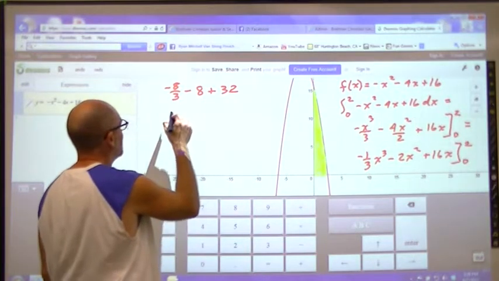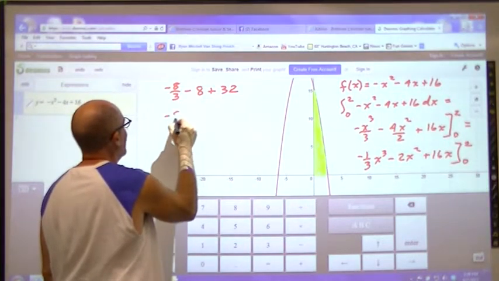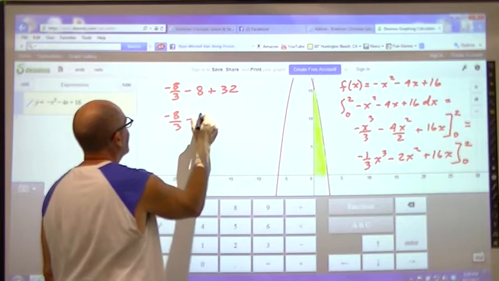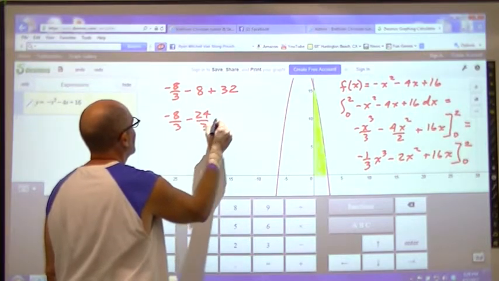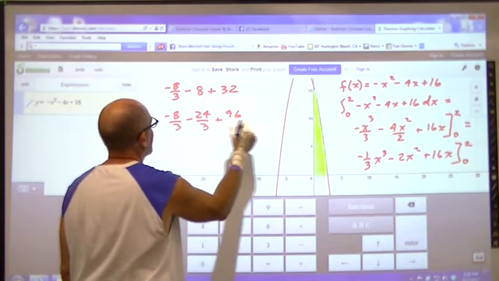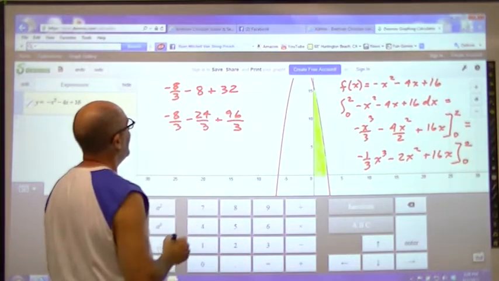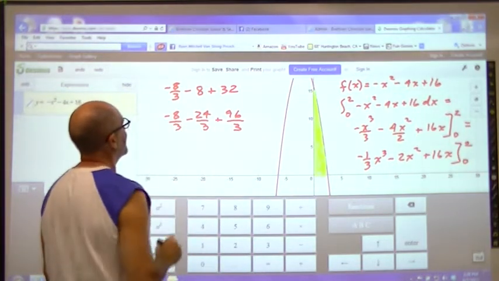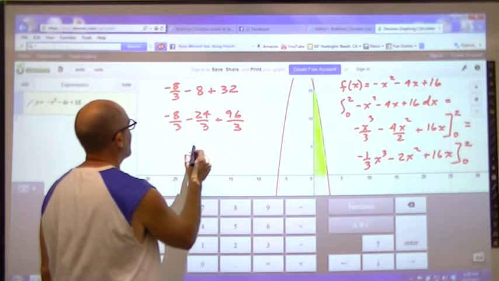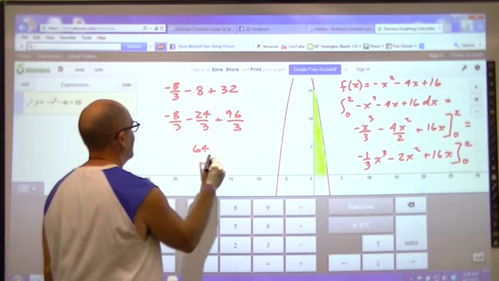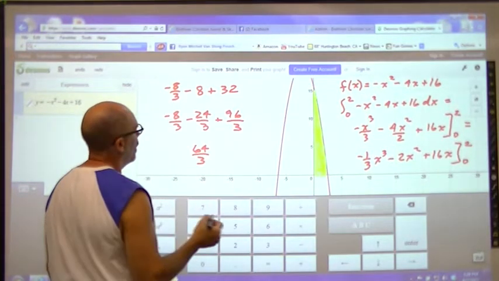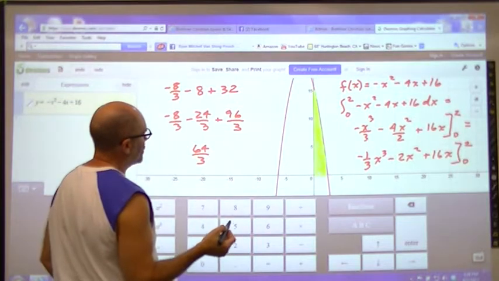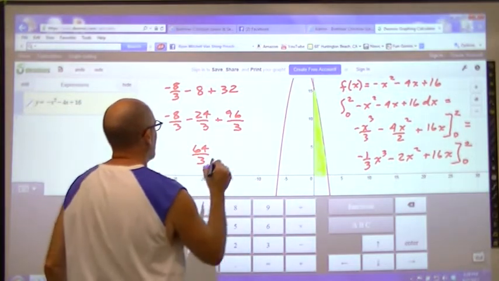And that is, well, let's just go negative 8/3 minus 24 thirds plus 96 thirds. And that's 96 minus 32 is 64 thirds. 64 thirds. Or what's that turn out to be? 21 and a third.